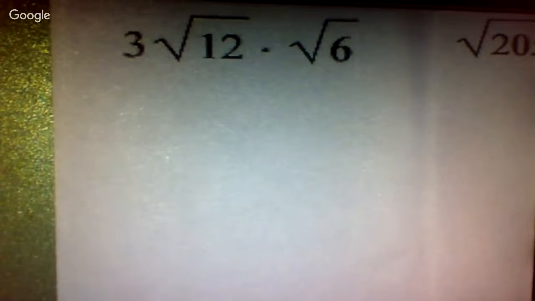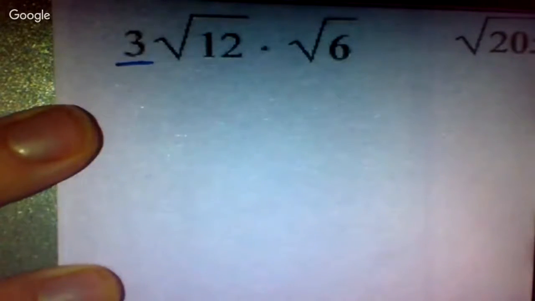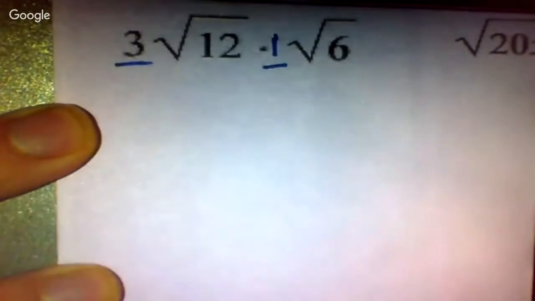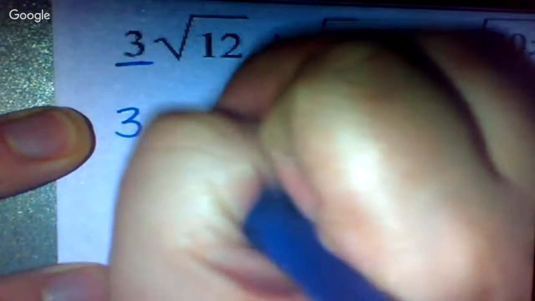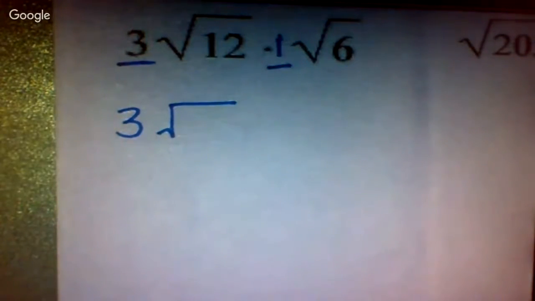What is my coefficient of my first radical? A 3. What is my coefficient of my second radical? A 1. If there's nothing written there, there's an unwritten 1. So what's 3 times 1? 3. Okay, then I've got a square root symbol. Remember, I can only multiply if my roots are the same. So I've got square root and square root, so we're good.